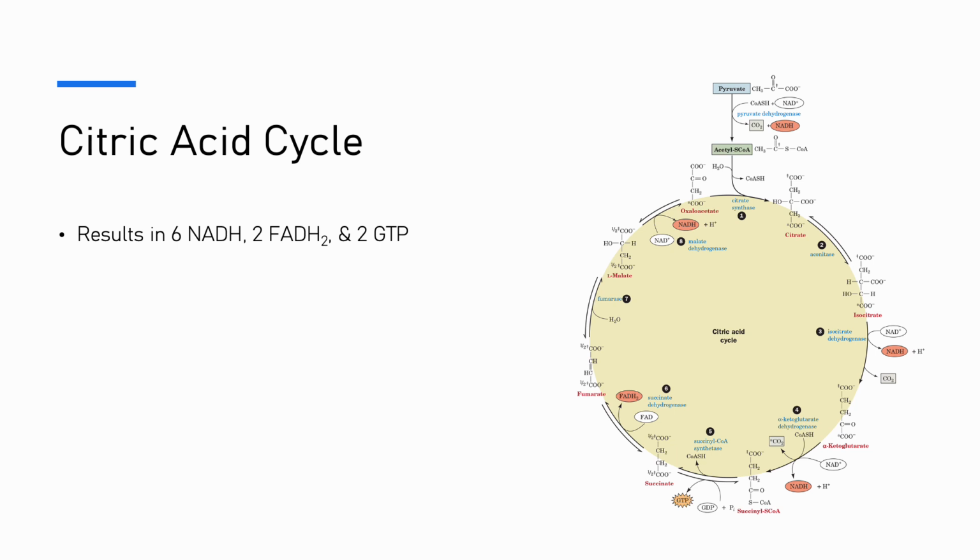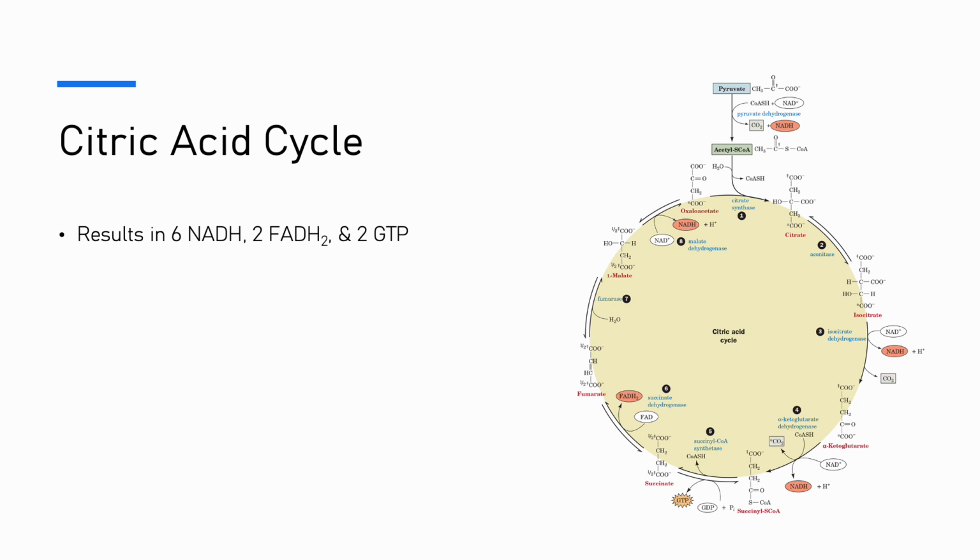Next up, we have the citric acid cycle, where we have the acetyl-CoA coming in and reacting with the oxaloacetate, and with the citrate synthase enzyme, it results in citrate. Then citrate is converted into isocitrate with the enzyme aconitase. Then the isocitrate is converted into alpha-ketoglutarate with the enzyme isocitrate dehydrogenase. And in that reaction as well, you have the production of NADH.